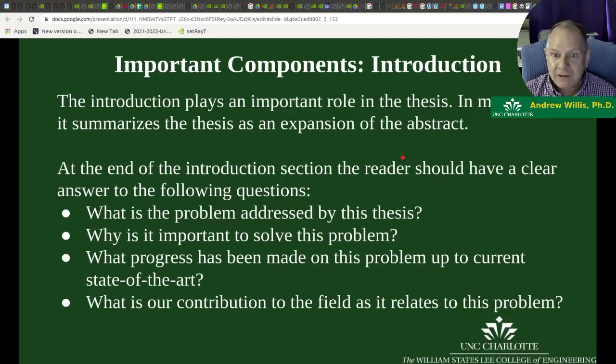And you also need to say why people might care about the solution. So what is important about solving this problem? That needs to be conveyed to the reader so that the reader can understand the impact of the work that you've done. Then you need to establish a contribution.